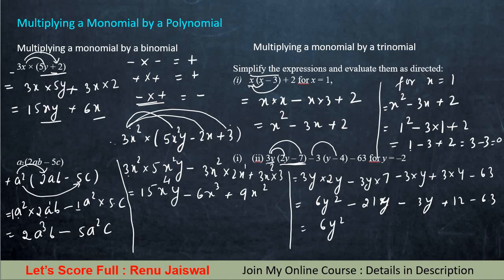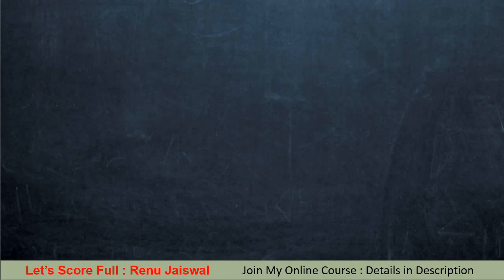Now 6y square. Minus 21y and minus 3y are like terms, so these will get added up, same sign. And then here they are different signs, so we need to subtract. So this will come minus 51. Now it says y is equal to minus 2, so I have to substitute that. Let me do that in the next slide because there is no space.